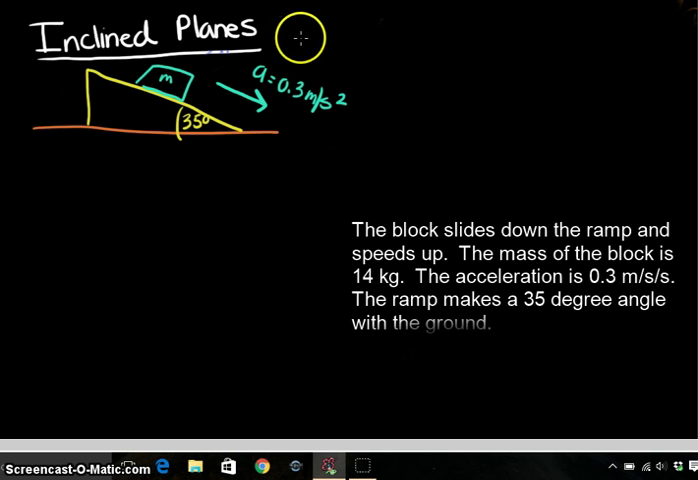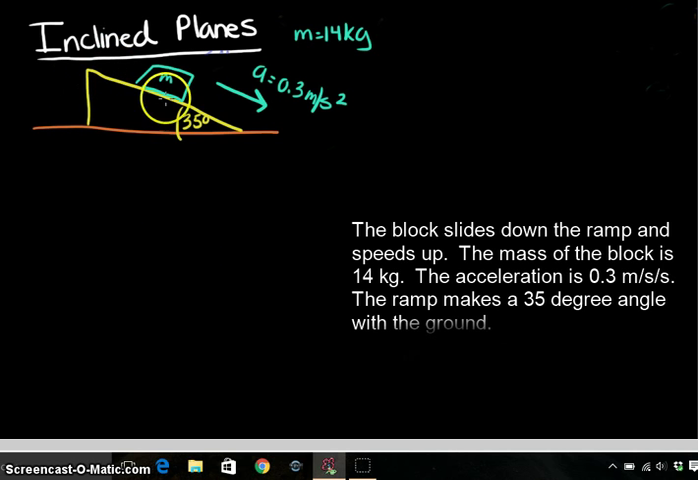Okay, what we know is the mass of this box is 14 kilograms, and again that acceleration is known, and the angle of the incline. So what I want to do now is assign a coordinate grid, like some kind of x and y axis, and start sketching in my force diagram.